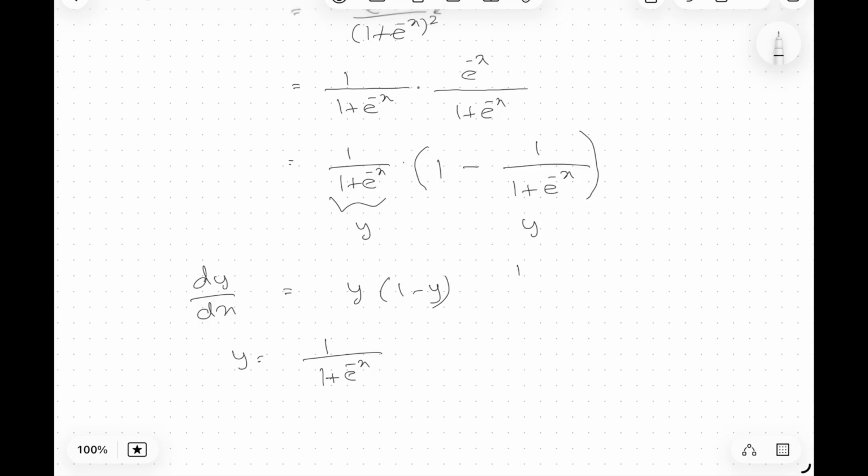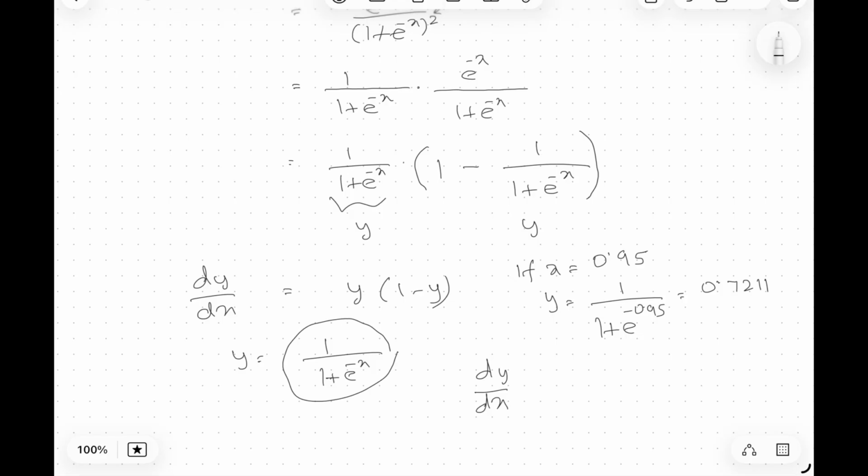So if x is equal to say 0.95, then y is equal to 1 upon (1 plus e to the power minus 0.95), which we can calculate to be 0.7211. Now if we want dy by dx, we do not need to solve the full equation. We just need y.